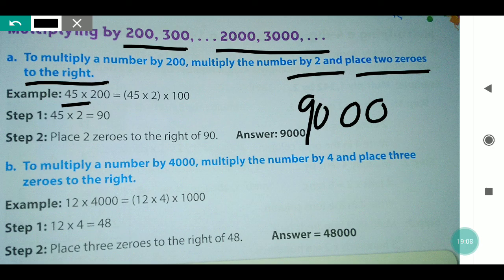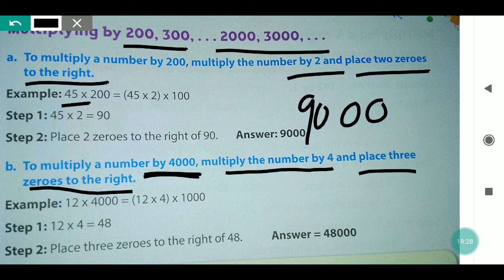In the same way, my dear, when you are multiplying by 4000, 5000, 6000, anything can be given. Then multiply the number by the digit that is left, here 4. The numbers which are left in the given number, only those multiply with 4. Place the 3 zeros to the right side. Just place the 3 zeros to the right side.